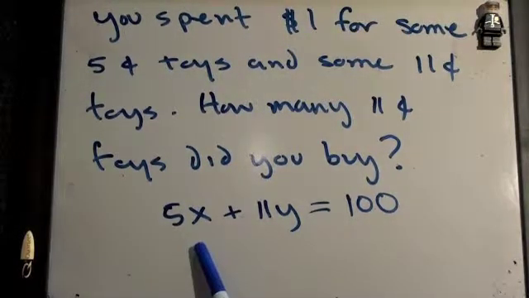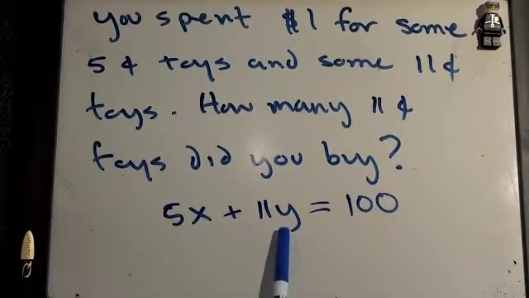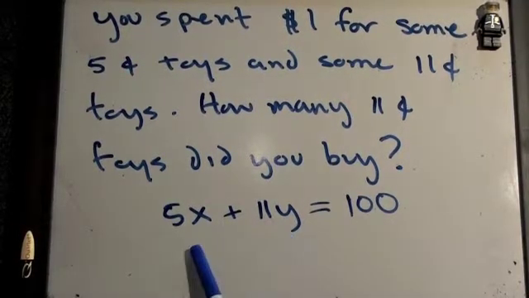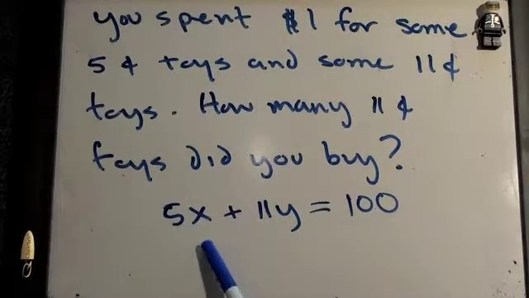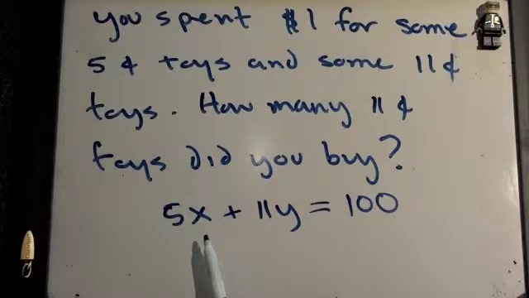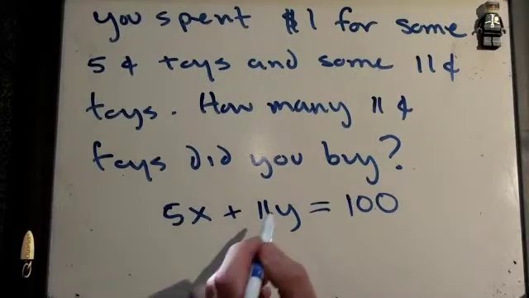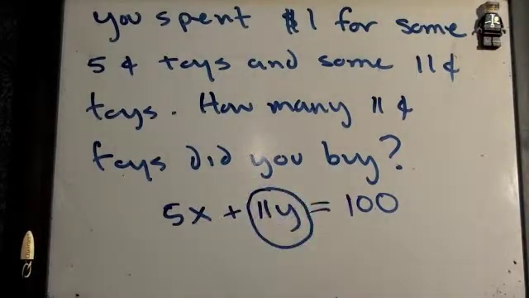If this ends in a 5, and 100 ends in a 0, what will this have to end in? If this ends in a 5, 5 plus what will end in a 0? 5 plus 5. So if this one ends in a 5, then that 11 thing has to end in a 5. And if it ends in a 0, 0 plus 0 works. So we have to find some multiple of 11 that ends in a 5 or a 0.